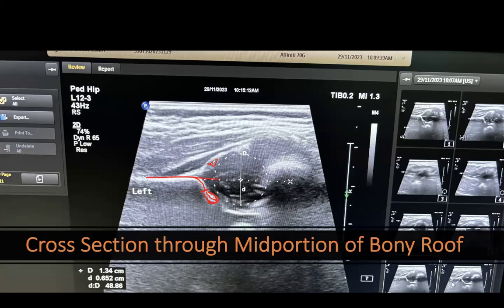So now, because it has passed, this image has passed checklist one and checklist two, you can use this to classify the hip by the Graf classification.